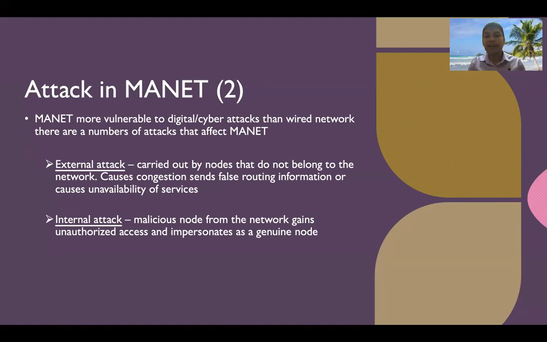An external attack happens because of congestion, sending false routing information, or causing unavailability of services. The second one is the internal attack. Internal attacks are due to a malicious node in the network gaining unauthorized access and impersonating a genuine node. So these are two examples of attacks in MANET.